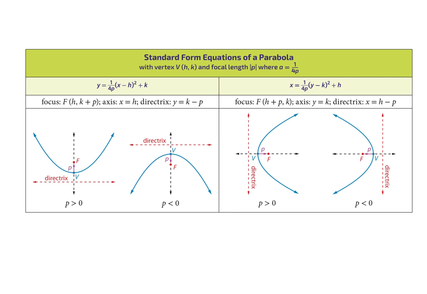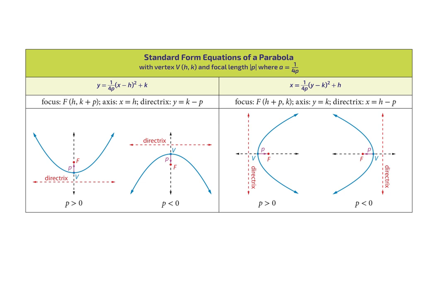Remember, a is 1 over 4p. But you always put your a there. Don't give me your p. Your formula is going to put your a there. It's just telling you how to find your p if you have your a, or vice versa, how to find your a if you have your p. All right, x minus h squared plus k.